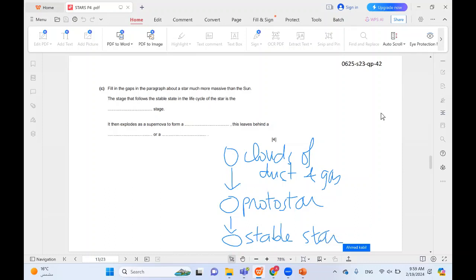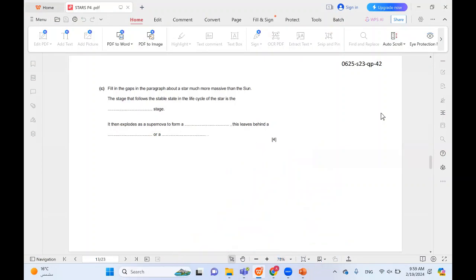Now, the stable star can evolve into 2 different things depending on the size of the star. If it's the same size as the sun, it follows a certain pattern. If it's much larger than the sun, it follows a different pattern. So let's check together what happens when it's much larger than the sun. The stage that follows the stable star in the life cycle: after the stable star, we diverge and have 2 different paths.